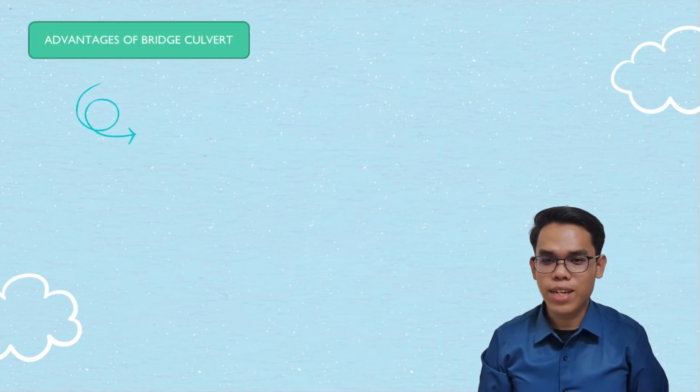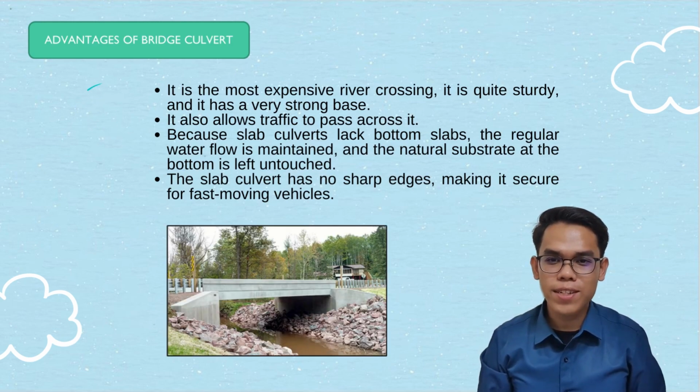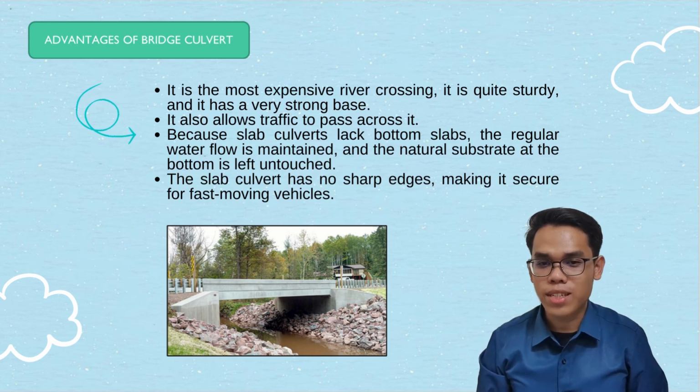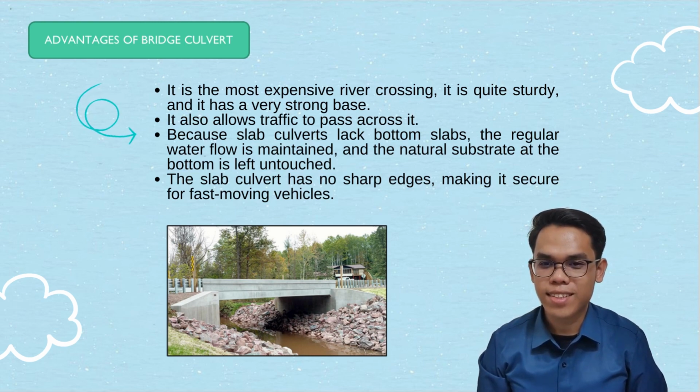So I will discuss the advantages of the bridge culvert. The bridge culvert is the most expensive river crossing, quite sturdy and has a very strong base. It also allows traffic to pass across it, and because of slab culvert-like bottom slabs, the regular water flow is maintained, and the natural substrate at the bottom is left untouched. The slab culvert has no sharp edge, making it secure for fast moving vehicles.